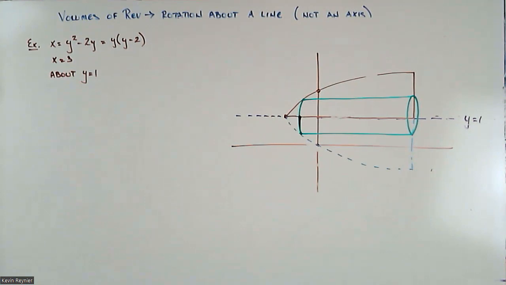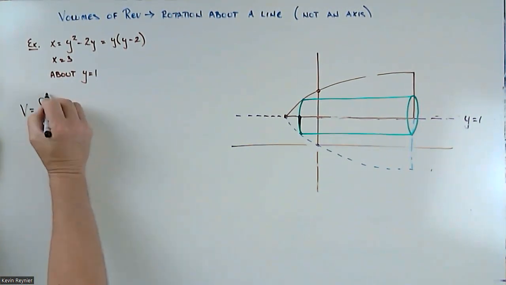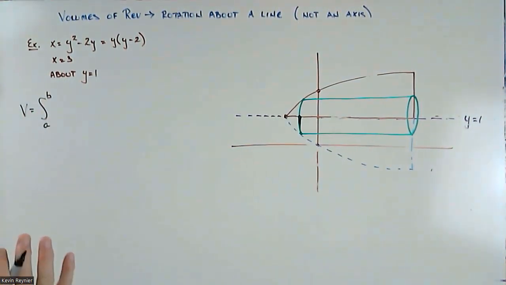Now, what does that mean? Well, it means my approach when it comes to writing my integral is going to change. In the past, our integrals have been volume equals the integral from A to B, and then we had our formula written down that was either area, we're going to integrate area, or we're going to integrate the outer area minus the inner area. Here, however, we're doing a cylindrical shell.